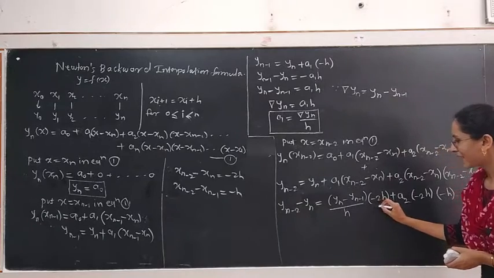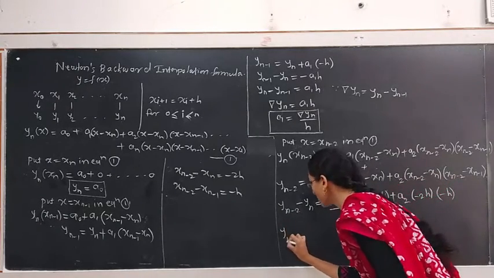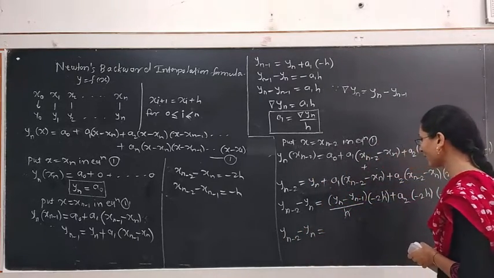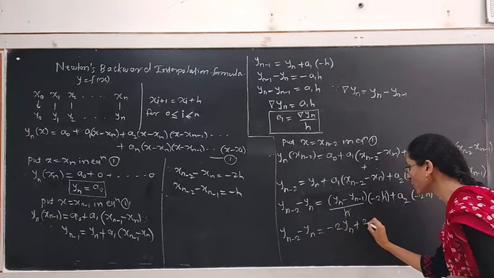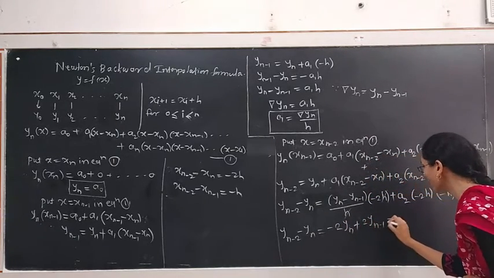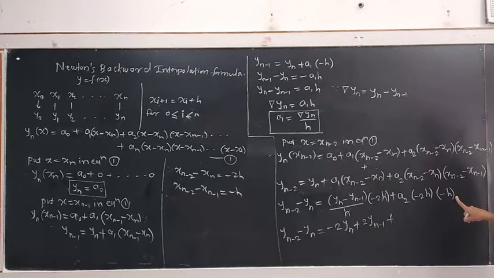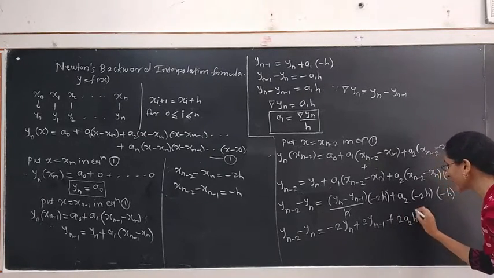In the first term of the right side, h is cancelled. y_{n-2} minus y_n is equal to what remains? Minus 2 into y_n plus 2 into y_{n-1} plus minus 2h into minus h will be plus 2h square into a2, plus 2 a2 h square.